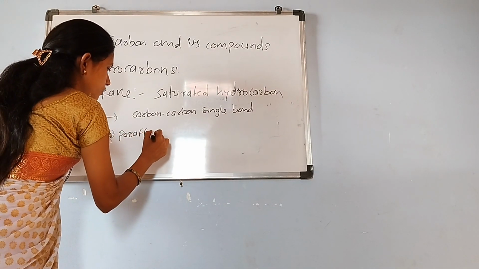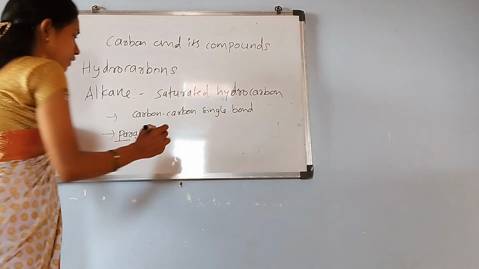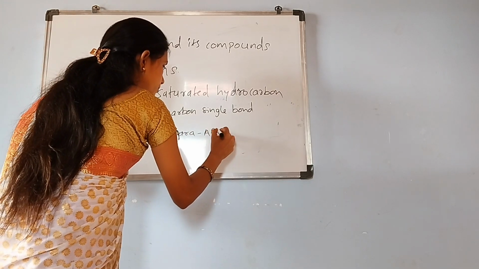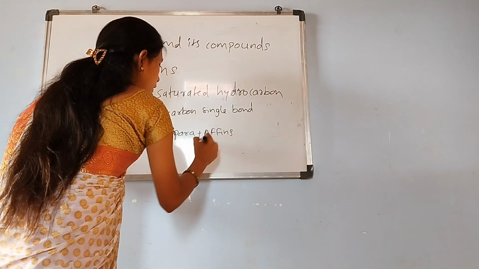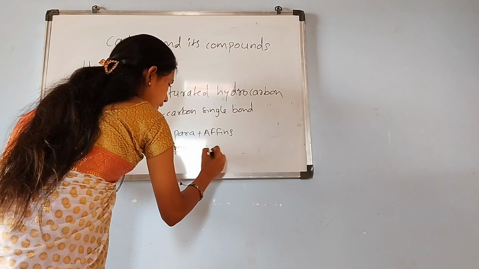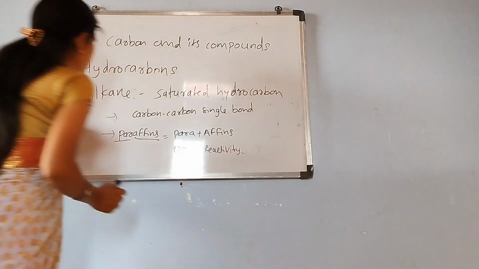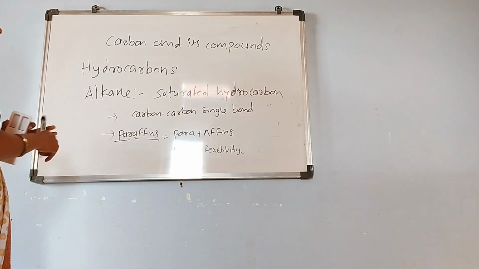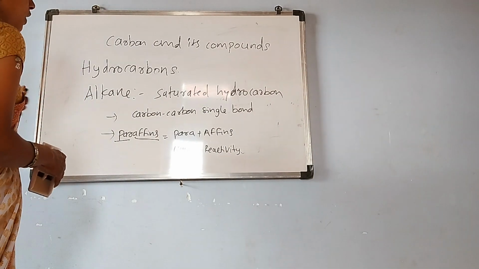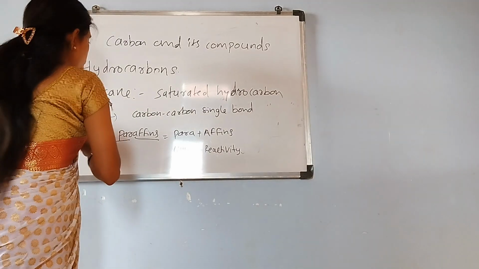What is meant by paraffins? Para means little and affins means reactivity. So para means little, it means low reactivity. Again we will discuss later the general formula of alkanes, and how to recognize whether a compound is an alkane, alkene or alkyne. Now we will discuss the alkene next. So we know the alkane.